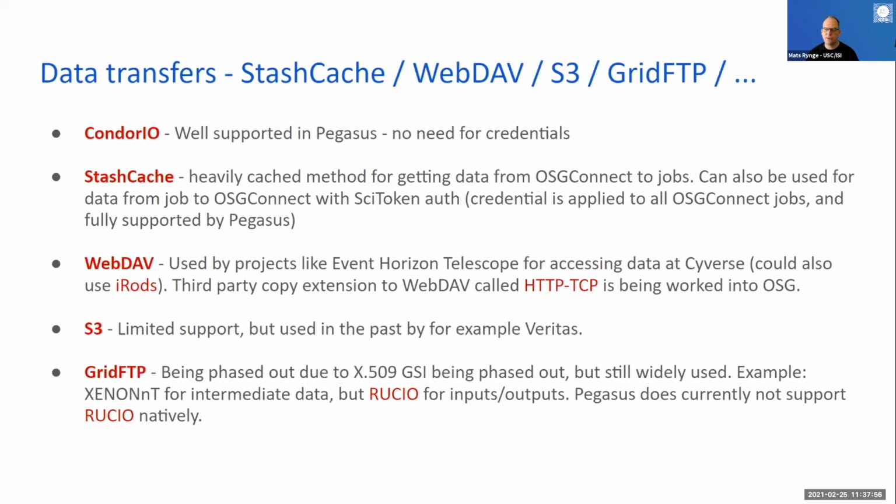And in OSG Connect, this is all automatic. Every job that goes from OSG Connect carries a SciToken that enables this. Stashcp and SciToken support are, again, natively supported in Pegasus, so it's a great choice. And if you do the Pegasus tutorial on Open Science Grid, it's based on stashcp, so that's a good place to look. And then we have some other protocols. I have WebDAV in here. Again, Event Horizon used it. But it's also the basis for something new that's showing up in Open Science Grid.